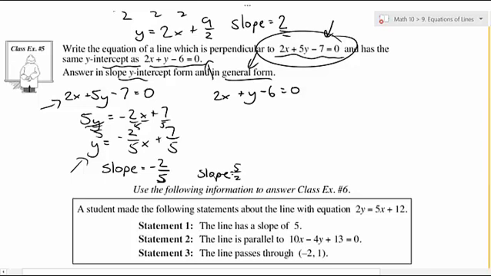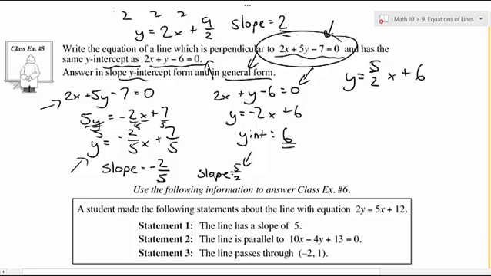Now I take this other equation. I've got 2x + y - 6 = 0 right here. Now what I'm going to do is put that into my y = mx + b form. That'll give me y = -2x + 6. So the y-intercept is 6. All right, so the equation of the line is going to be y equals, and I've got my slope over here, 5/2x. I've got my y-intercept here, so plus 6.